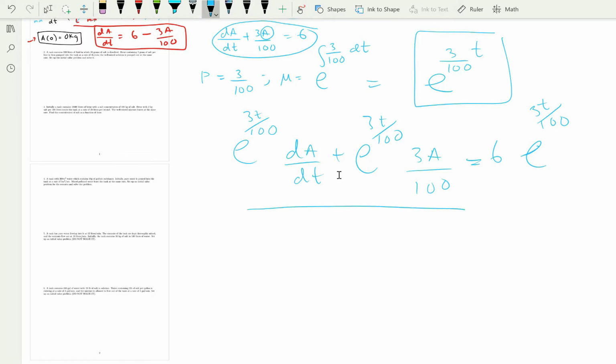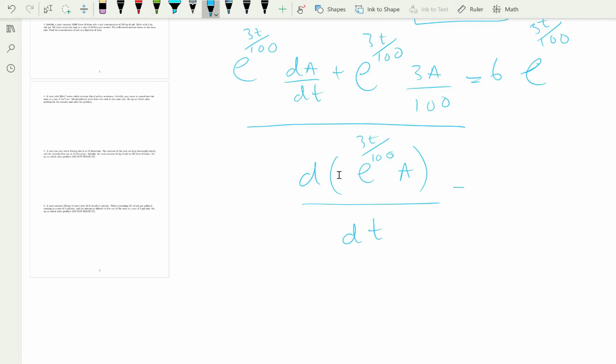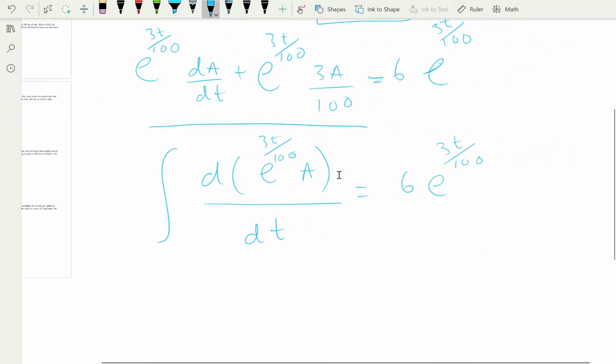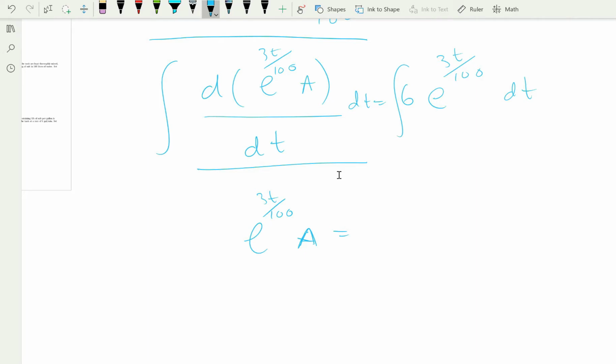Now the left hand side can be written as the integrating factor times y. Here y is A, the dependent variable, and the right hand side is 6 times e^(3t/100). Now you have to integrate both sides. That's what you do in the integrating factor method. If you integrate the left side, it's always going to be the integrating factor times A. Integration and differentiation, you can think of them as cancelling out. So this is what you get.